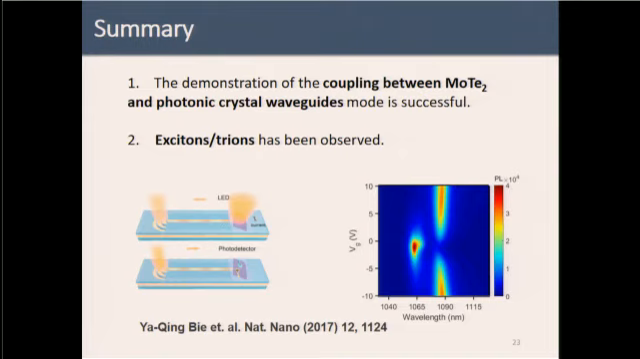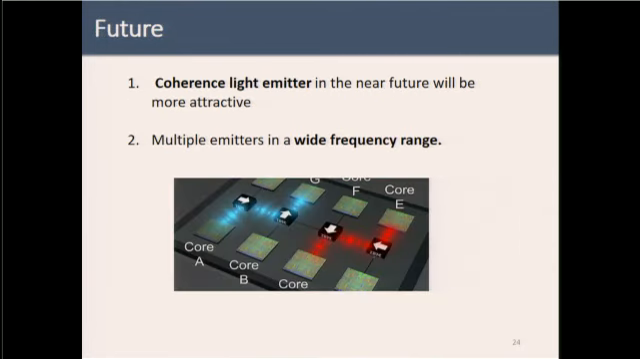Okay, with this, I would like to give a brief summary of this project. We have demonstrated the coupling between the molybdenum telluride p-n junction and a photonic crystal waveguide. Our p-n junction can work as a light emitter or as a photodetector together with these photonic crystal systems. We also observe excitons and trions at low temperature in the systems. But this is not enough. This is still far away from a real application.